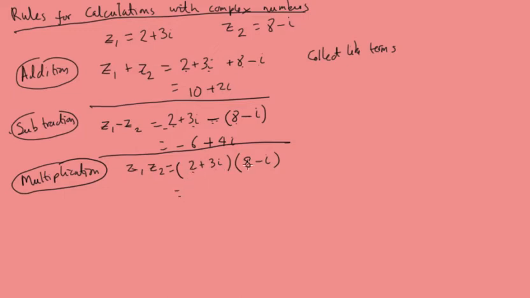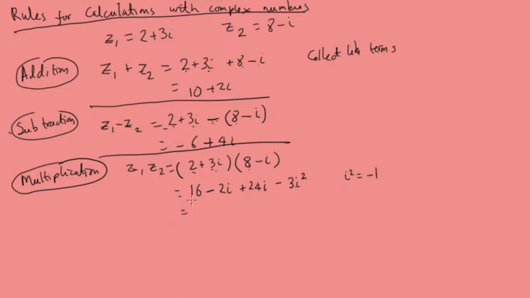So we've got 2 times 8, which is 16. 2 times minus i is going to be minus 2i. 3i times 8 is going to be plus 24i. Then 3i multiplied by minus i is going to be minus 3i squared. So the i is going to be squared. So remember, i squared is minus 1.